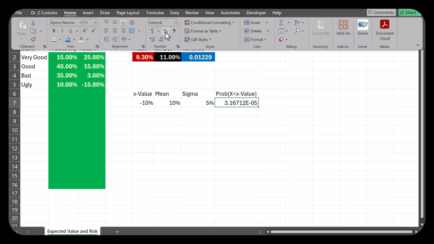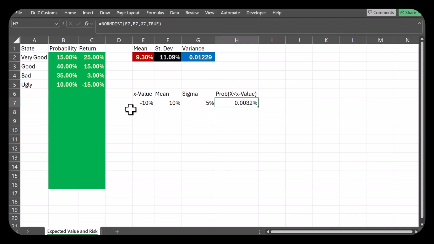Let me write that as a percentage. Basically, the chances of that happening is only 0.0032%, or roughly 3 in 10,000. The second one, I'm just going to copy and paste. But this time sigma is 10%.